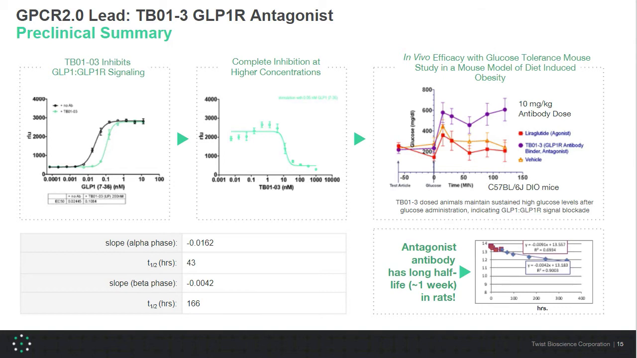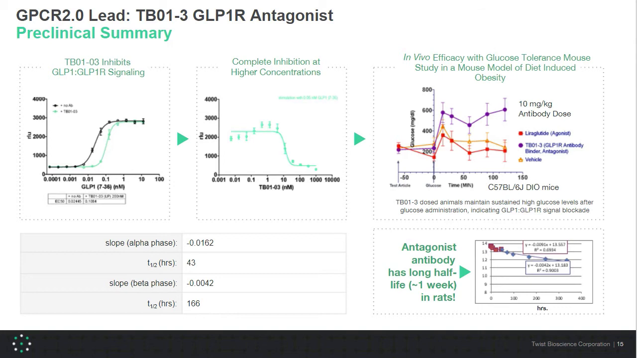And then finally, we did several in vivo studies. Shown here is just one of them. GLP-1R is actually involved in glucose maintenance, and if you inhibit it, you can maintain a high level of sugar in animals that are pre-dosed with the antibody. So shown here in this glucose tolerance study that we did in response to antibody therapy, we were able to show that our antibody, again as expected, was able to maintain a high level of glucose, shown in purple in this in vivo study.